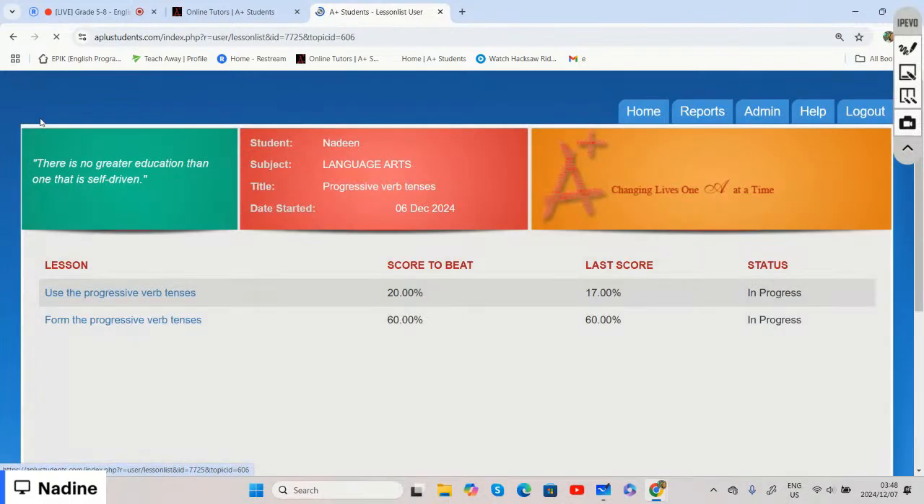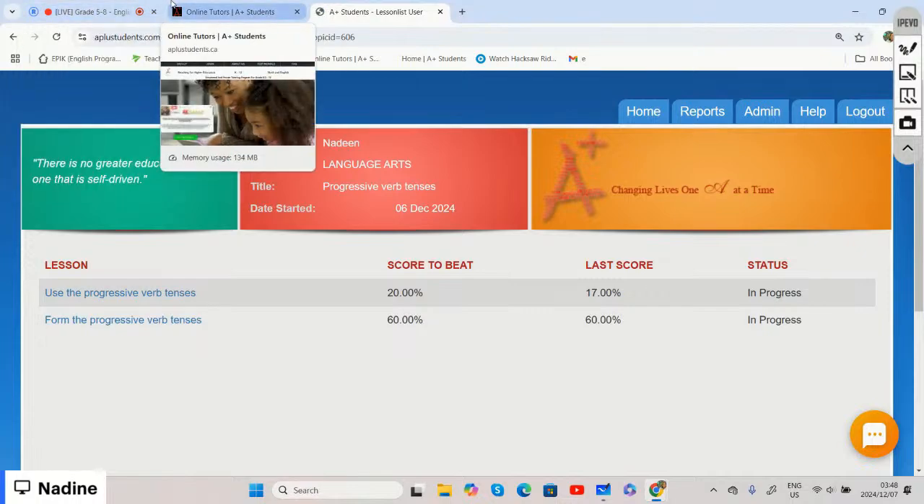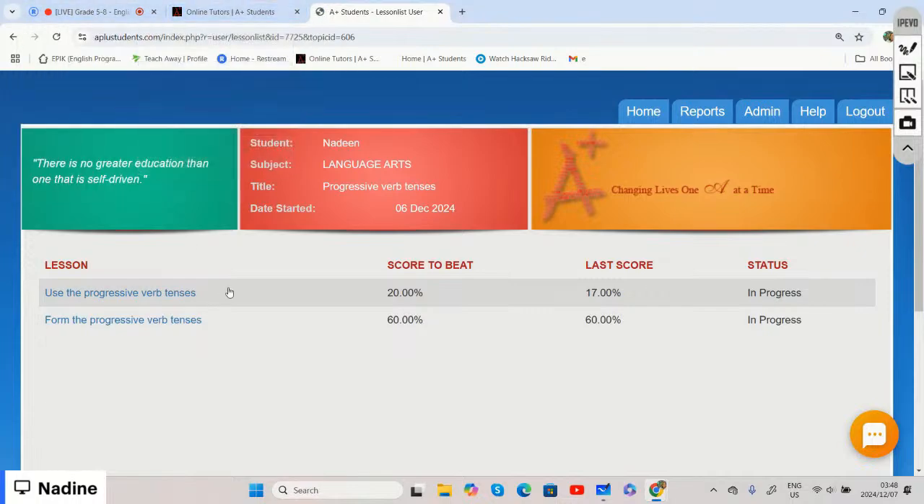All right, so this is now the end of our lesson on progressive verb tenses. We say that progressive verb tenses show the ongoing action that takes place in the present, and we use the helping verb is, are, or am. It shows the ongoing action in the past, and we use the helping verb was and were. And it shows the ongoing action in the future, which shows the helping verb will be, right? So this is now the end of our lesson.